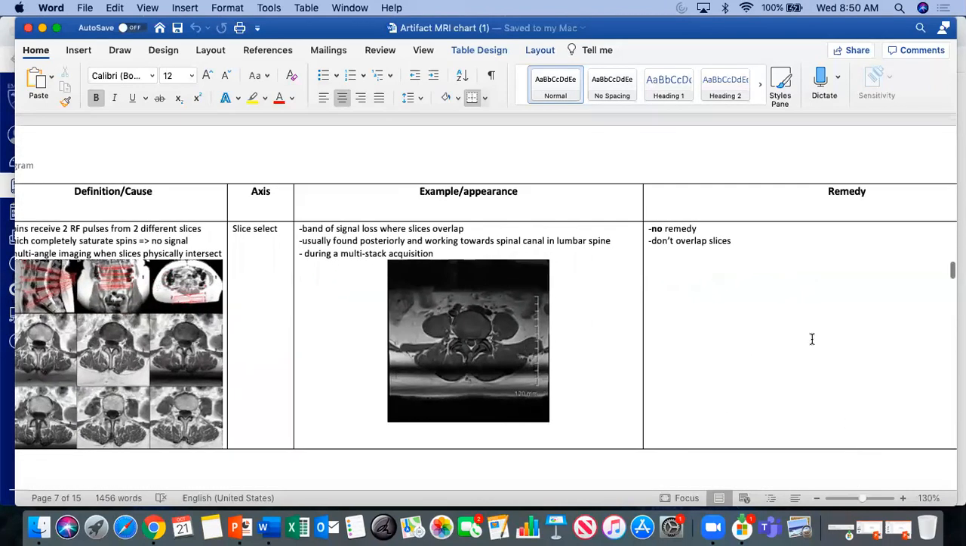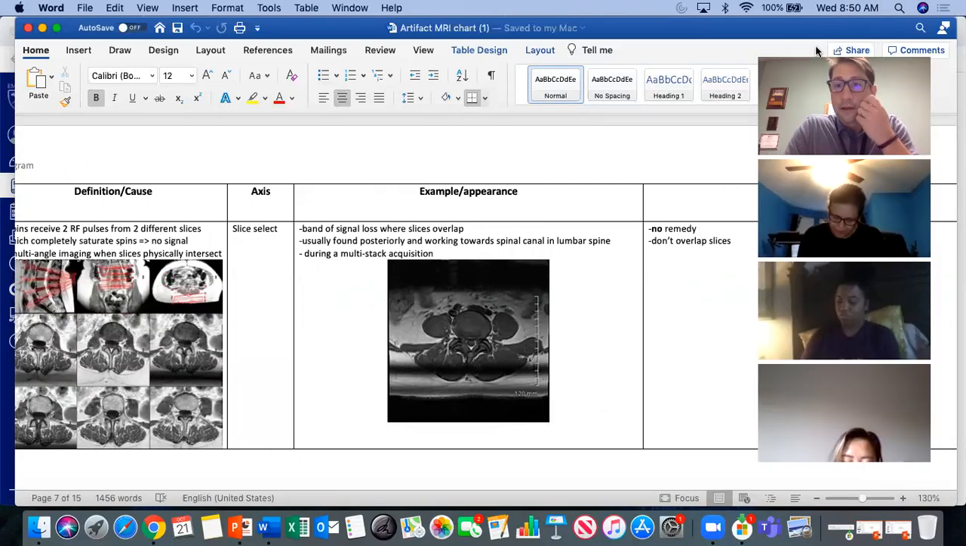A thing you need to really highlight, there's really no remedy here. It's just being savvy about it and going, okay, well, there's no remedy, but I just need to make sure I don't overlap my slices. So I need to be careful of how oblique I angle those slices so they don't overlap.